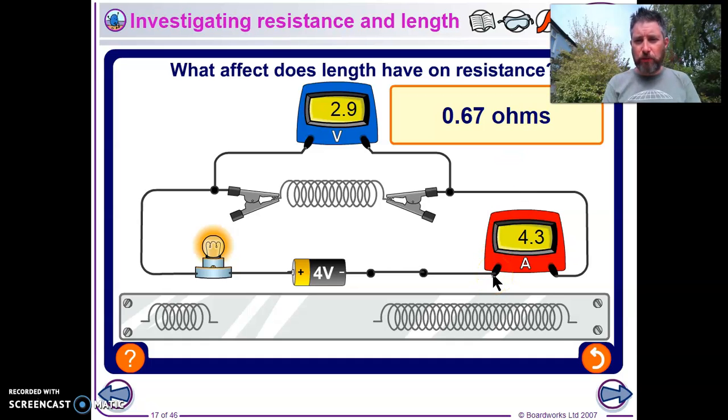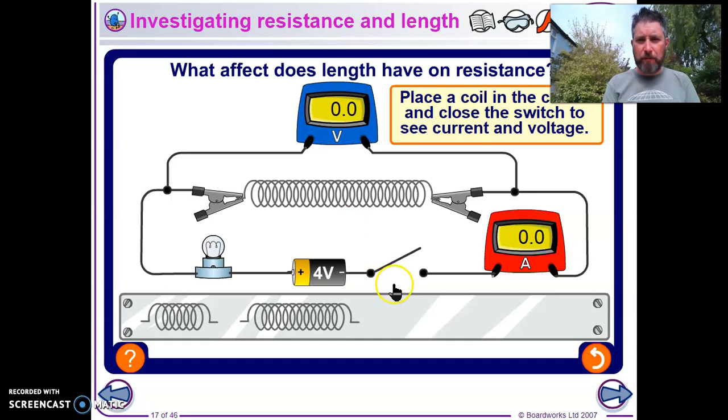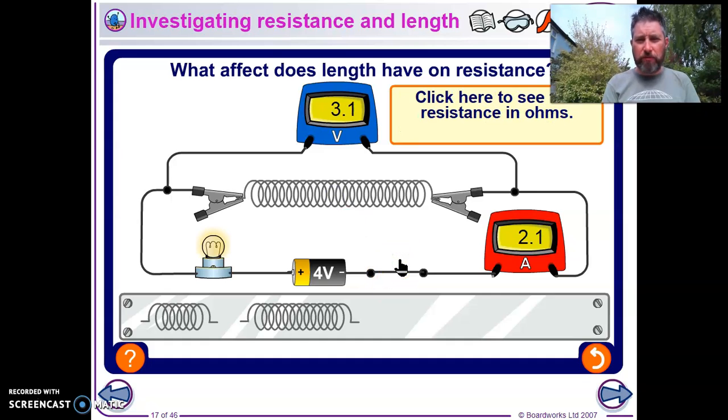If I get a much longer wire and put that in there, this time 3.1 volts is required to push a current of 2.1 amps around the circuit. So resistance is voltage divided by current. 3.1 divided by 2.1 gives us 1.48 ohms.